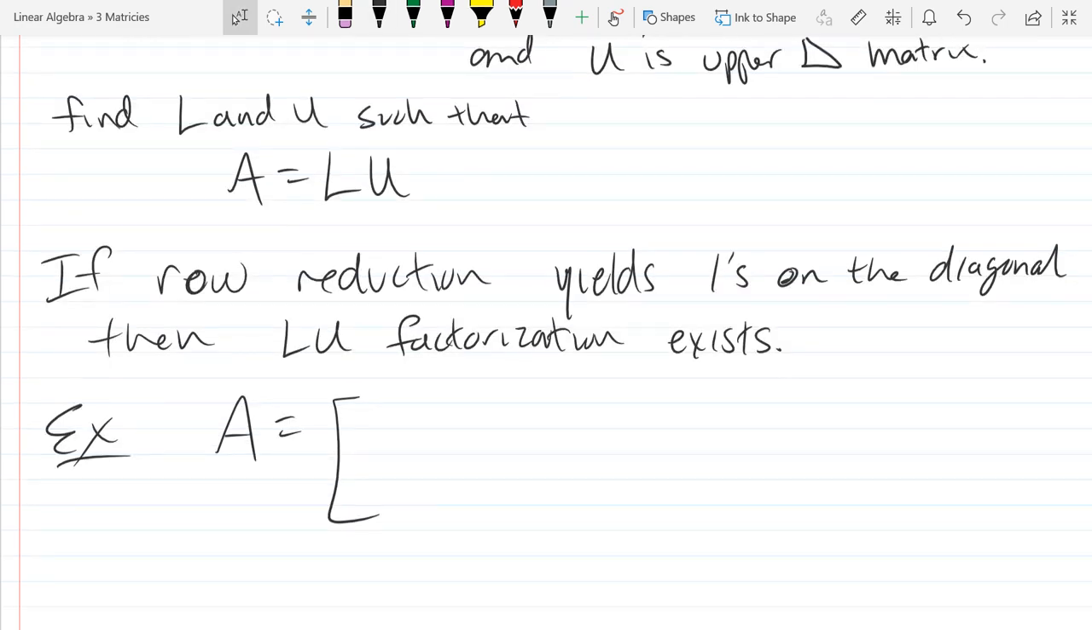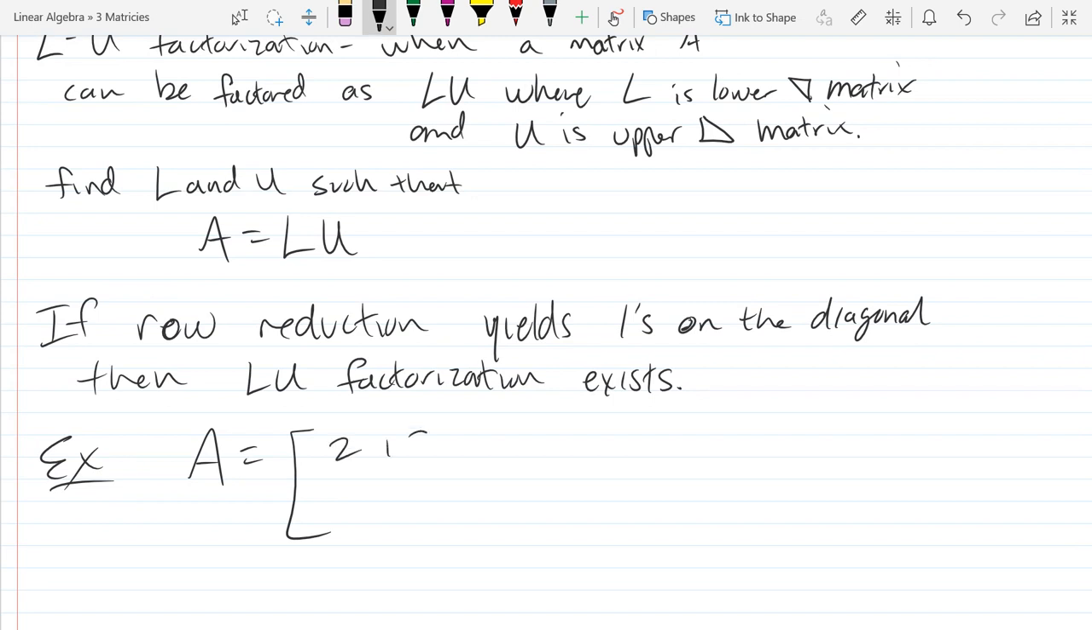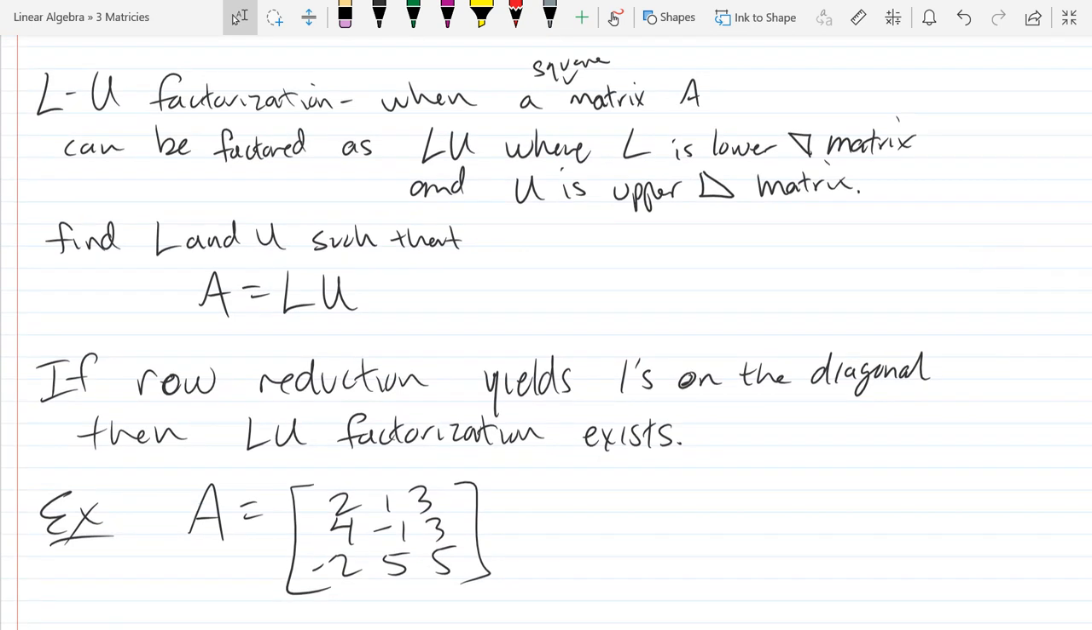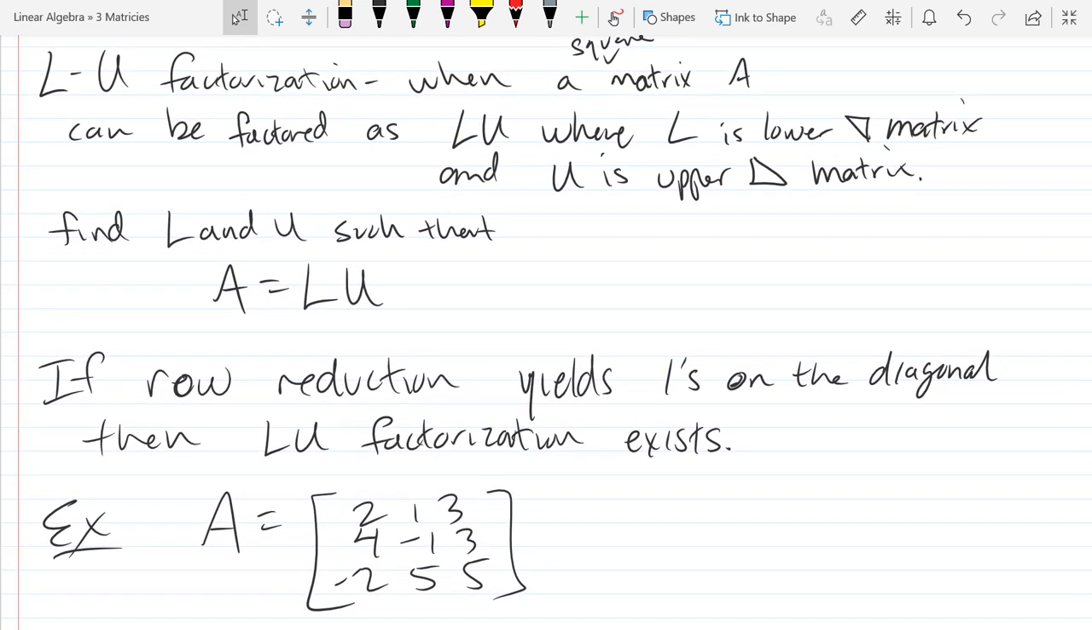So what we're going to do is perform this now on this matrix A: 2, 1, 3, 4, negative 1, 3, negative 2, 5, 5. So nowhere in here did I describe the process on how to do this, but I did say you know how to do this. So any ideas on how to go about this? What does almost every problem I give you involve? Row operations. When in doubt, what's a good move? Row operations, reduced to the identity.